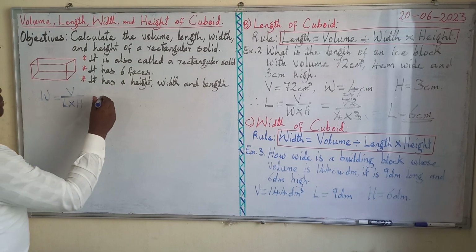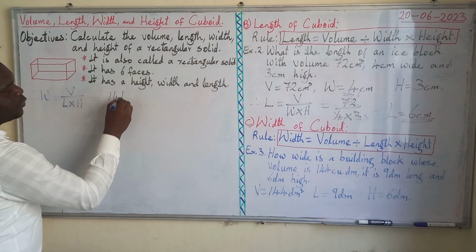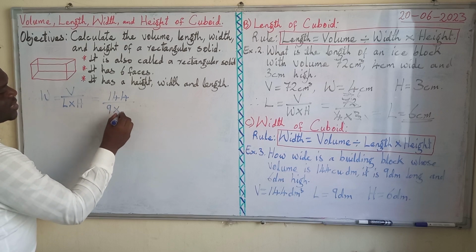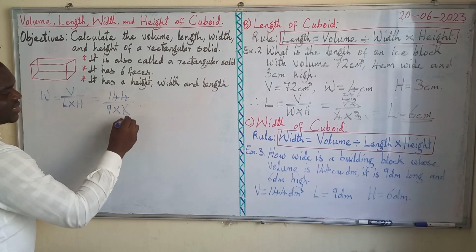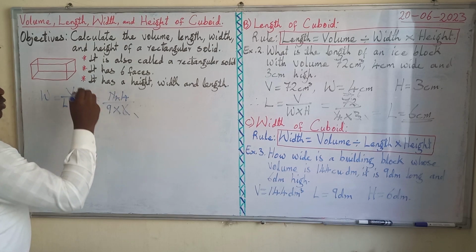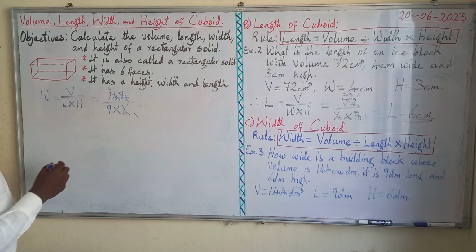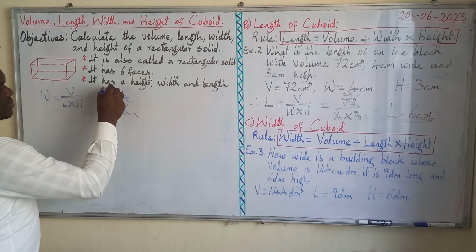So this will be 144 divided by 9 times 6. 6 can divide itself one time. 6 can go into 14 2 times, remember 2. And 6 can go into 24 4 times.